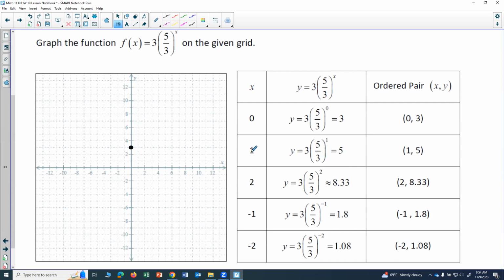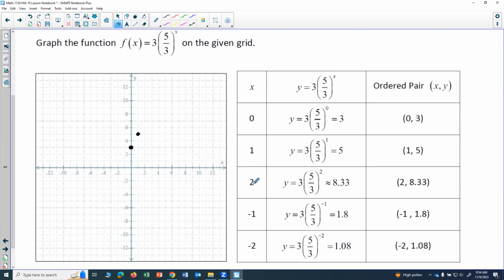My second x value I picked is x equals 1. So then I get y equals 3 times 5/3 to the first power. And if I put that in the calculator, that comes out as a 5. So my second point is the point 1, 5. So I go ahead and plot that point.